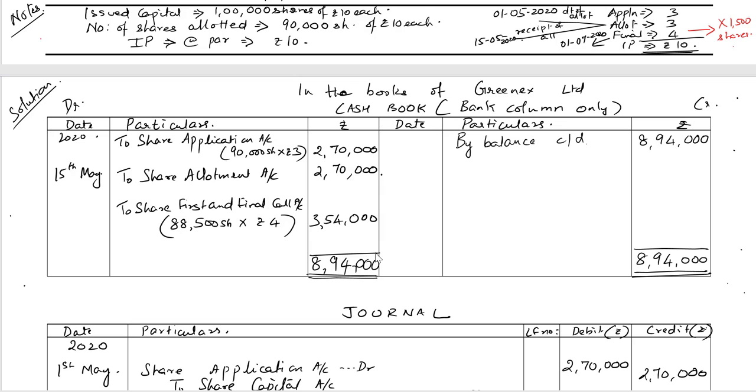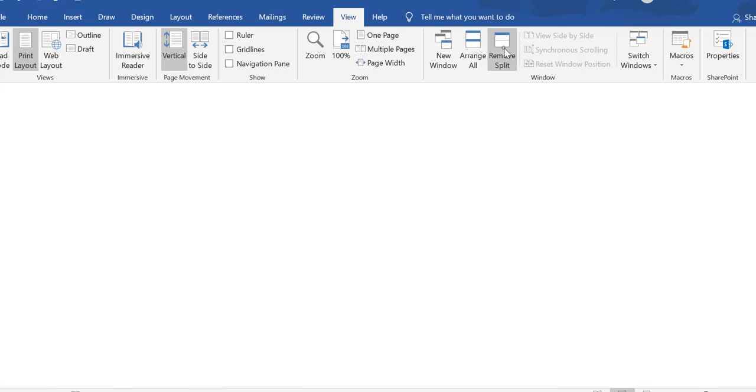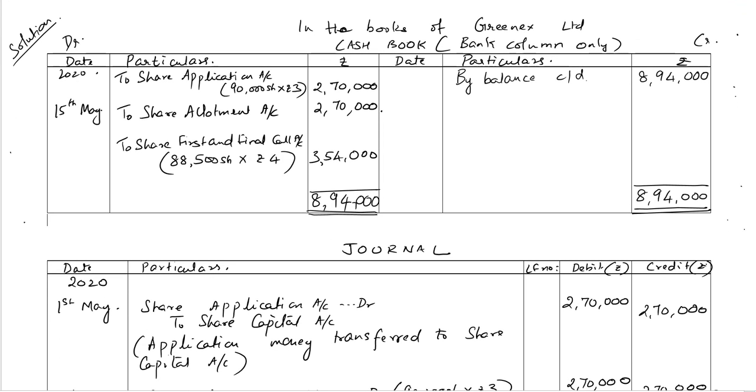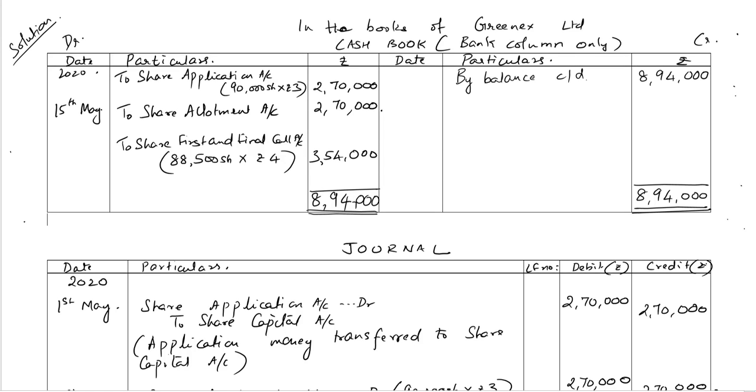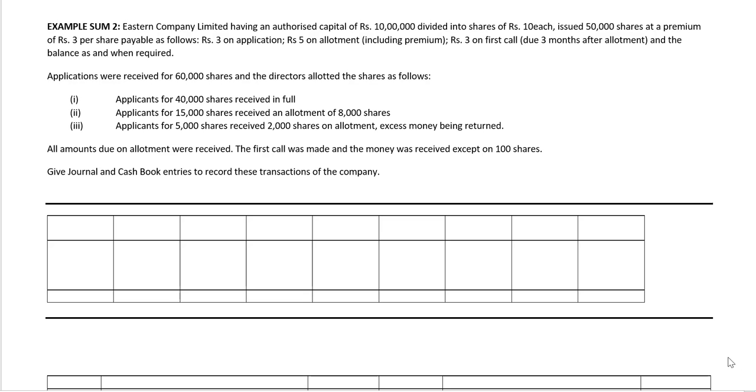We've completed the solution. I will remove the split and we can view the answer together. This is the cash book at the top half of the screen, followed by the journal. Let's go to the second example sum. Example sum 2.